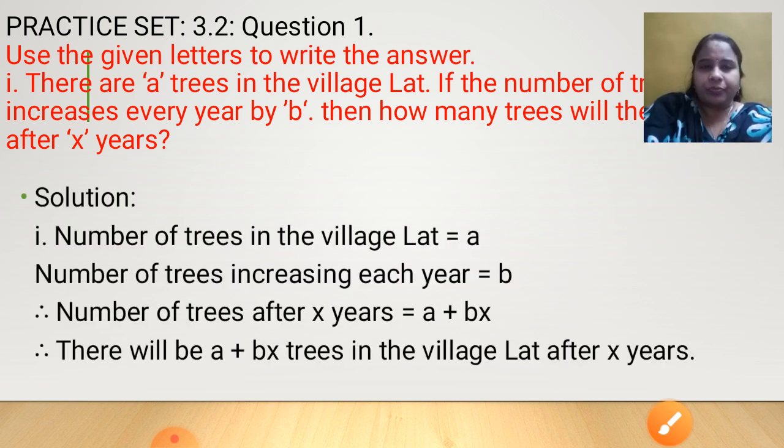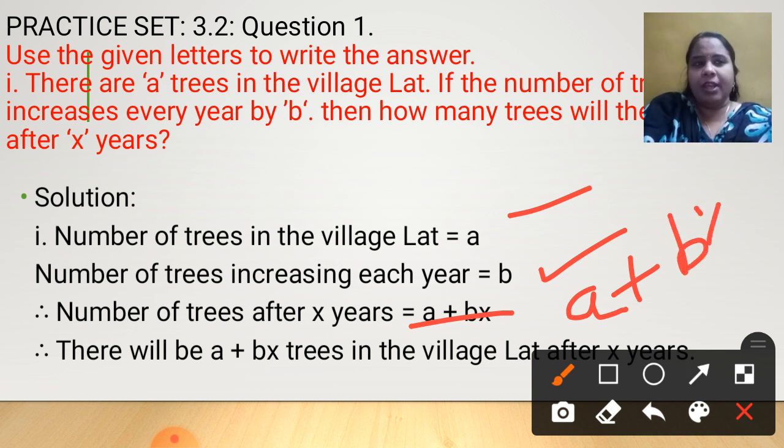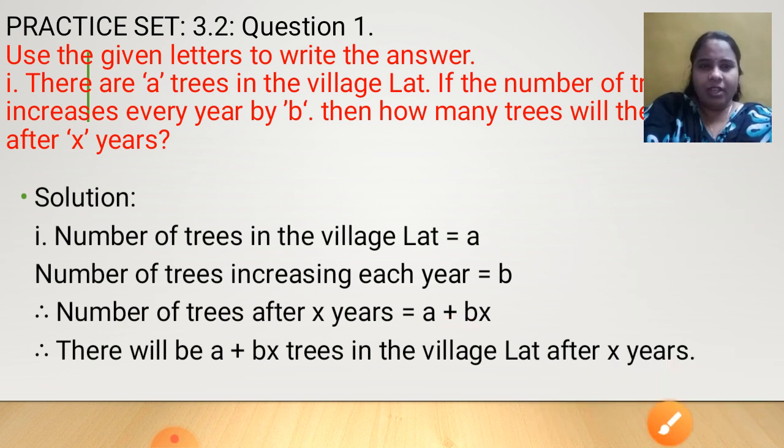See this. Number of trees in a village is A. Number of trees increasing every year is B. This is what I have explained just now. So number of trees after X years is nothing but A was already there, B, every year it increases by B, and number of years is X. So it is nothing but A plus Bx. Okay. So that will be the final answer. There will be A plus Bx trees in the village.